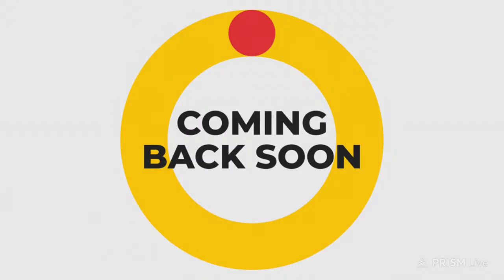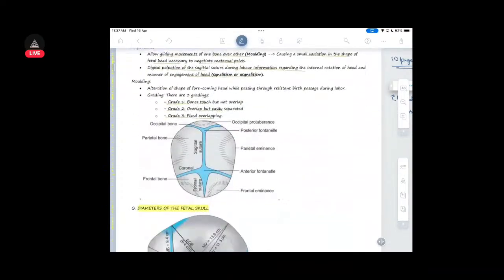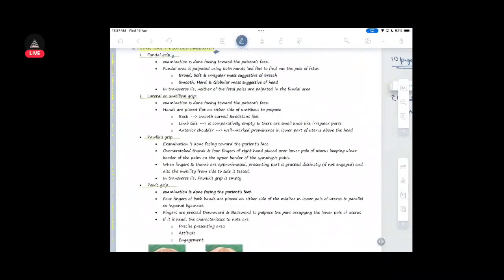We are doing various different types of grips, and we are doing a few topics about... Yeah, we are doing fundal grip, which is examination is done. Okay, so let's go on.